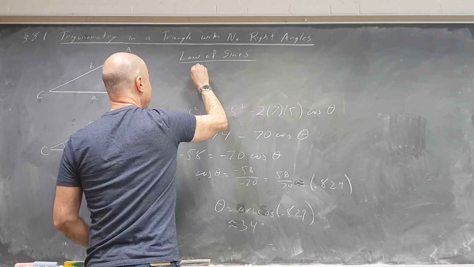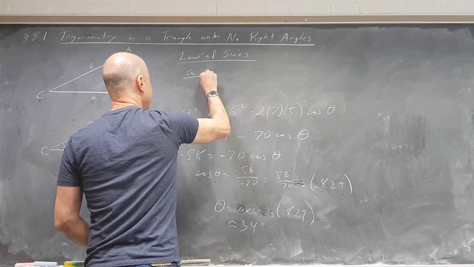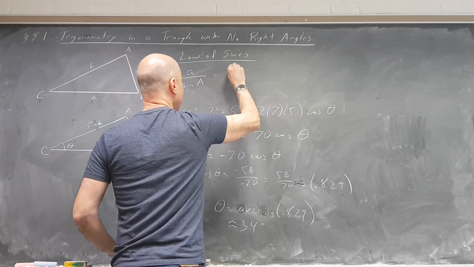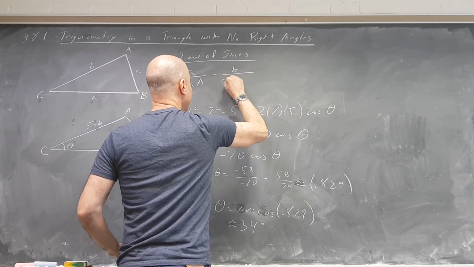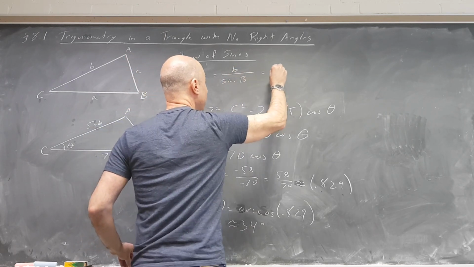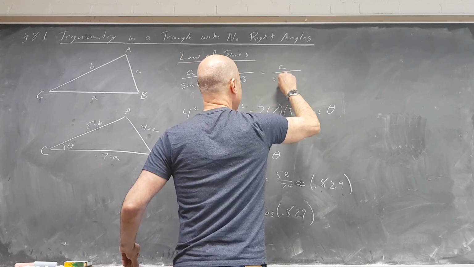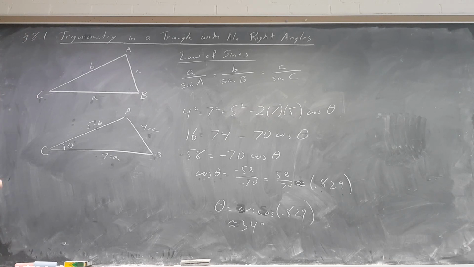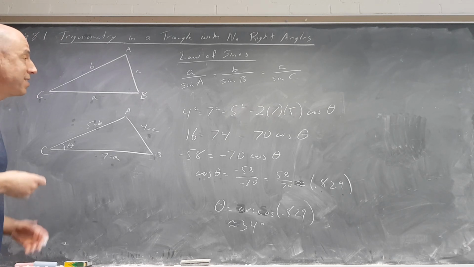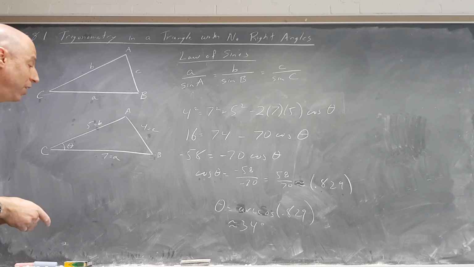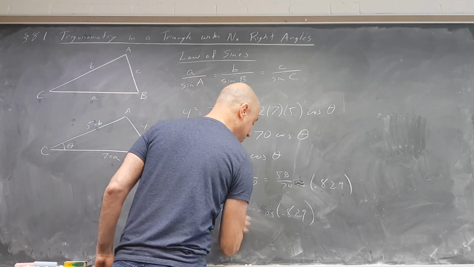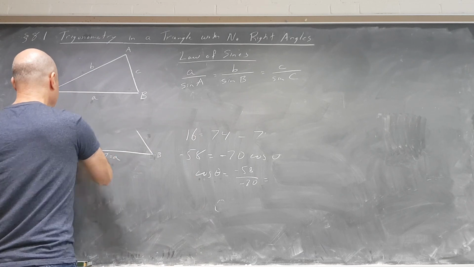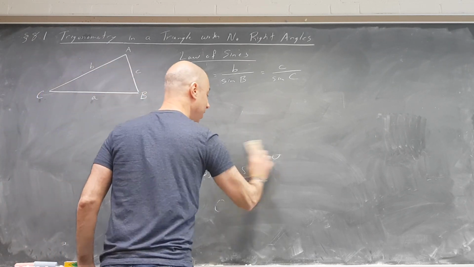So here's one way of writing the law of sines: a over sine capital A equals b over sine capital B equals c over sine capital C. And you use the law of sines or the law of cosines depending on which pieces of information you have and which pieces of information you need. Let's take a look at an example where the law of sines would be of use.